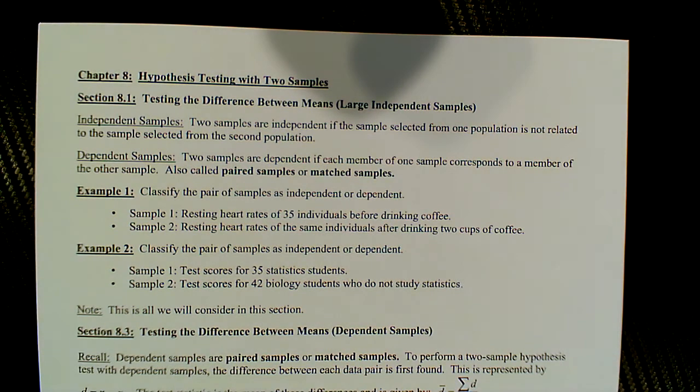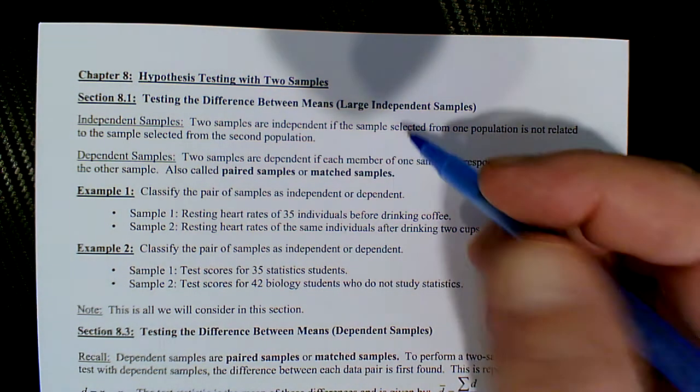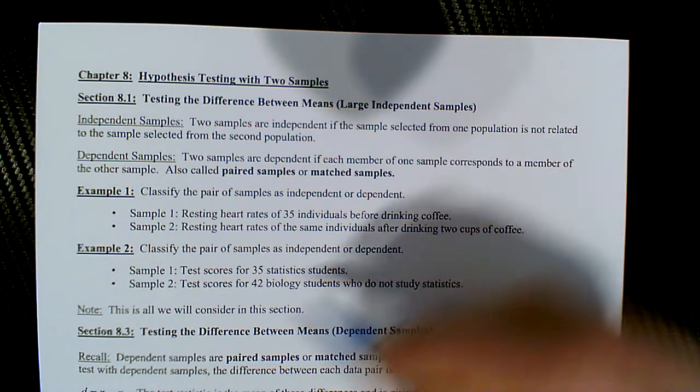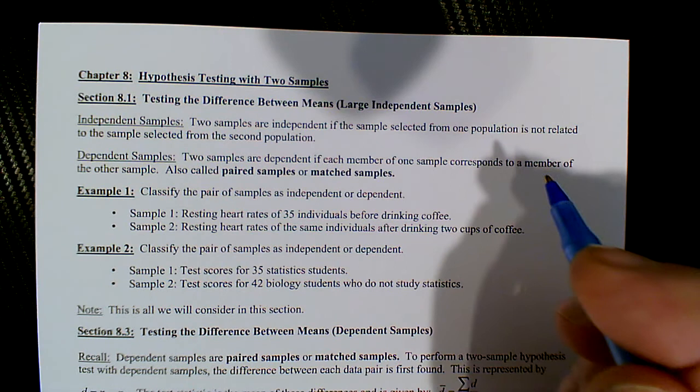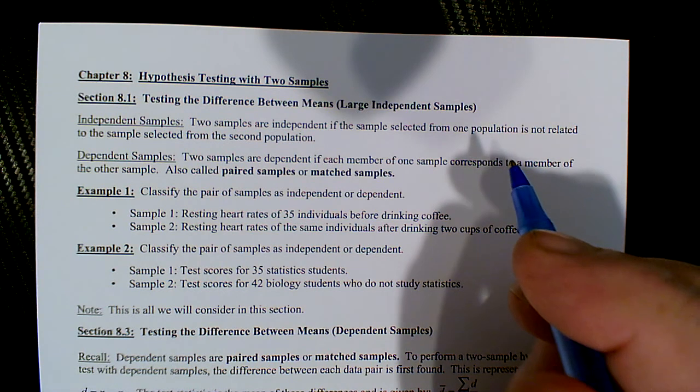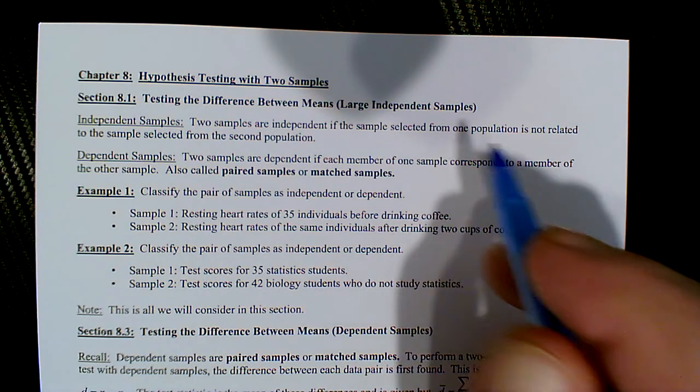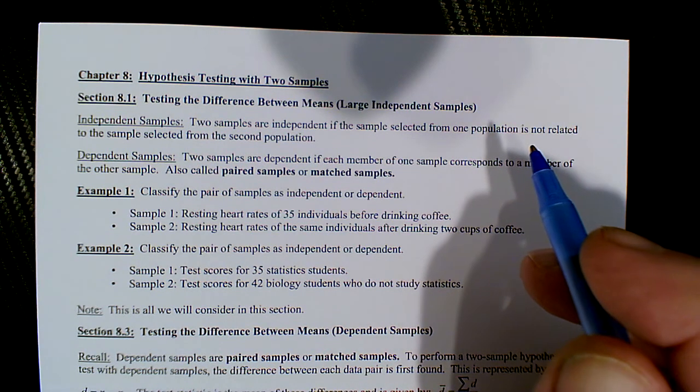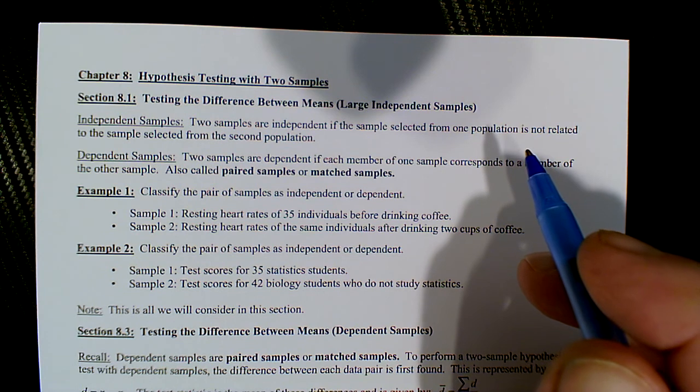Hello everyone. This is hypothesis testing with two samples. We're only going to study one section in this chapter, but actually part of section 8.1 as well, but 8.3 is the application we want to look at. 8.1 is just to understand the difference between independent and dependent samples.